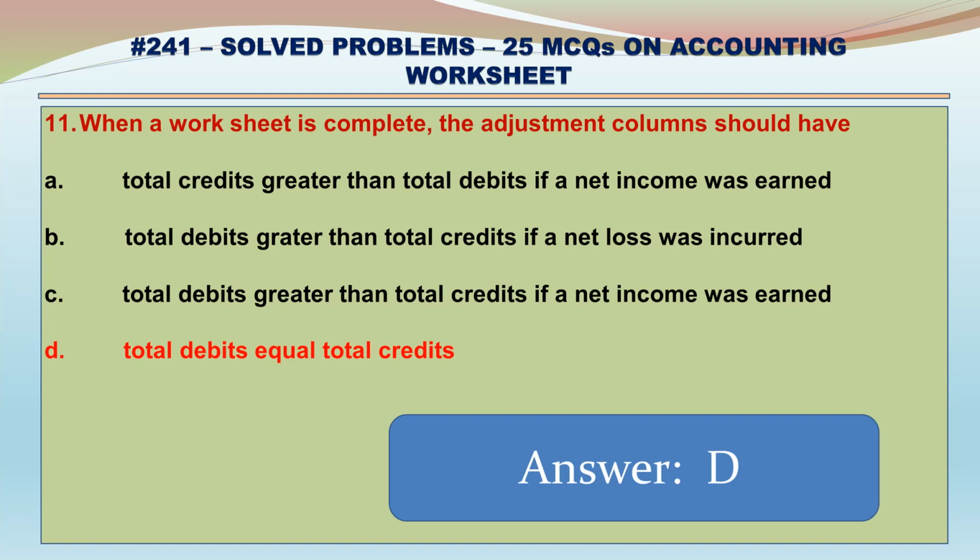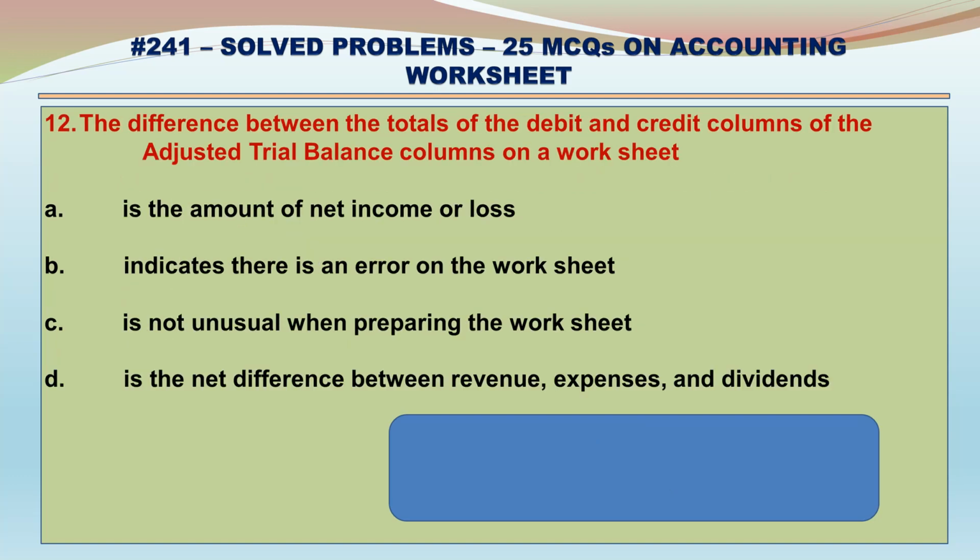Option D. Total debits equal total credits. 12. The difference between the totals of the debit and credit columns of the adjusted trial balance columns on a worksheet: Option A, is the amount of net loss or net income. Option B indicates there is an error on the worksheet. Option C is not unusual when preparing the worksheet. Option D is the net difference between revenue, expense and dividends. Answer B. Indicates there is an error on the worksheet.